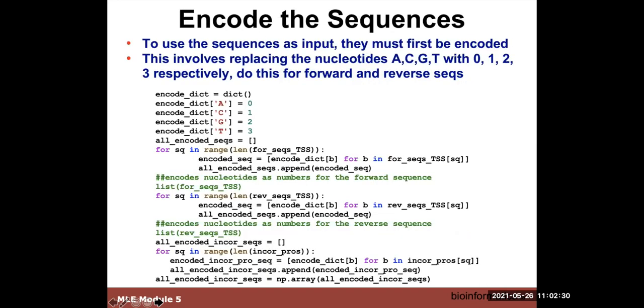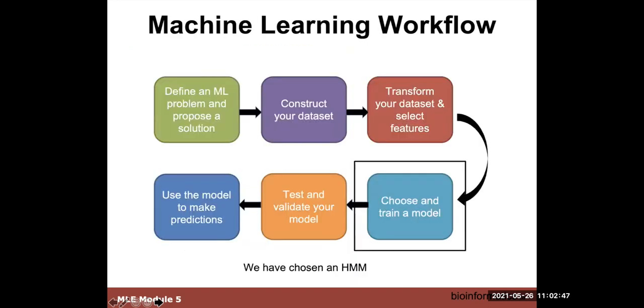We're going to now transform our features. So in this case, we're converting A, T, C, and G into numbers, 0, 1, 2, 3 here. So this is a form of encoding to help simplify things. Again, we're working with the forward sequence as well as the reverse sequence. We've chosen to solve this using an HMM. As I said, in the future, we're probably going to be using recurrent neural nets or LSTM models. But historically, this is how people would do HMMs or use them.